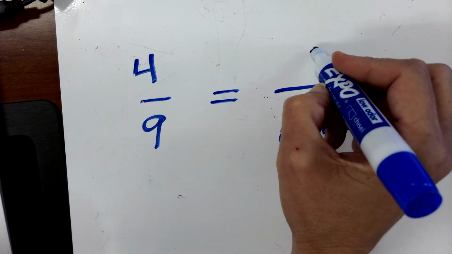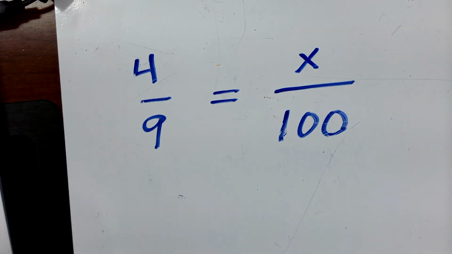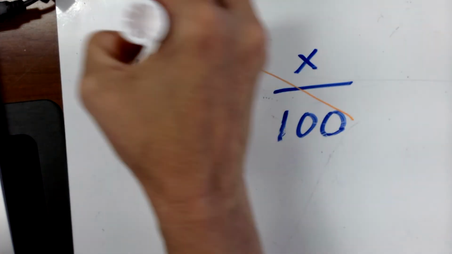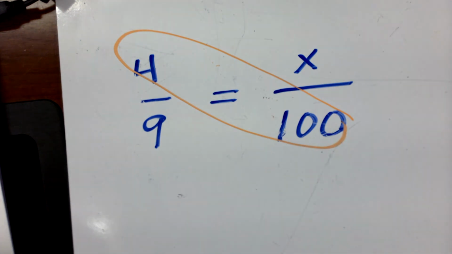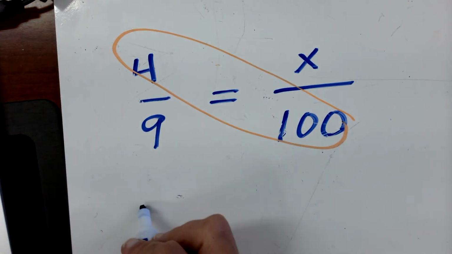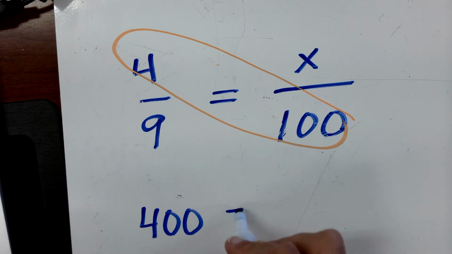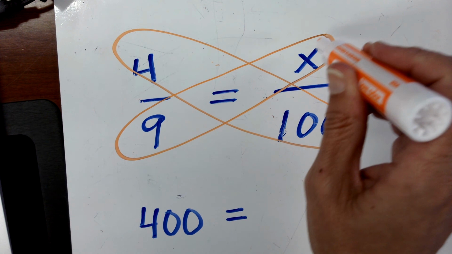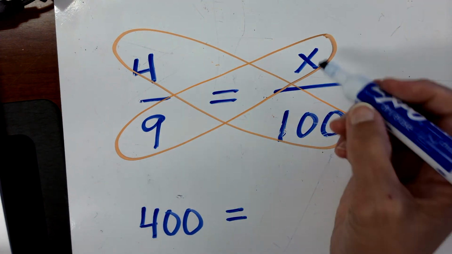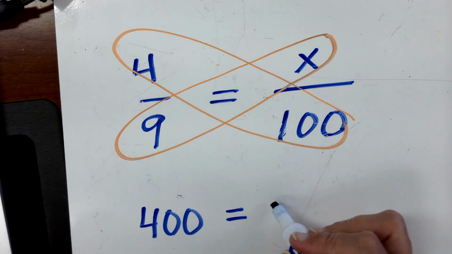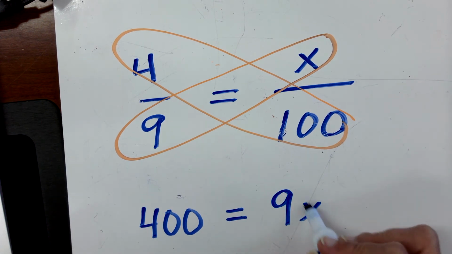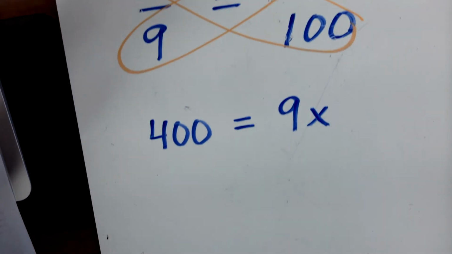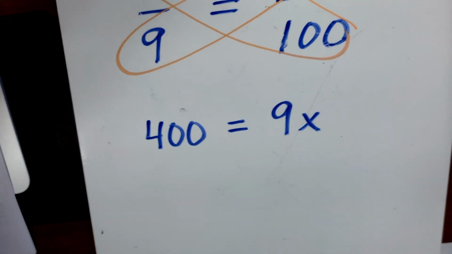One of the methods that we use, and this is very algebraic, is to cross multiply. So we multiply these two numbers together and get 400. And we multiply these two numbers. It's actually a number and a variable. The thing we don't know, we put an x in there, and we get 9x. So 400 equals 9 times something. Our job is to figure out what that something is.